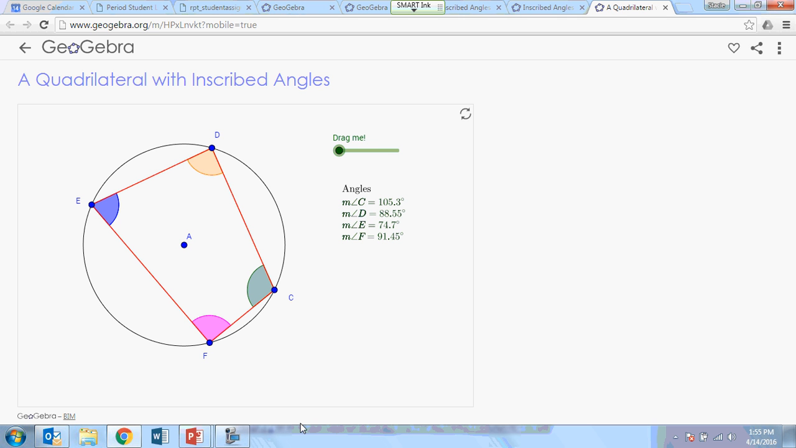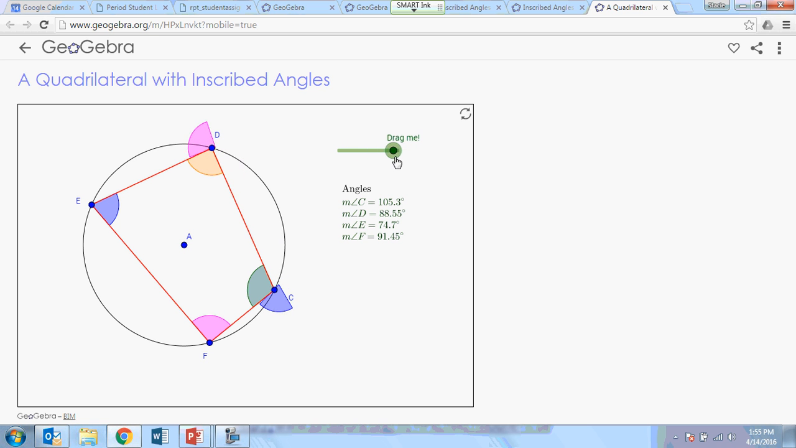Okay? Watch what happens as I drag my slider. What happened? What does it mean? Why did they pop those lines in place? They form a straight line. They add up to 180. What's another word for that? Supplementary. Okay? We have two angles that form a straight line, so they're supplementary.